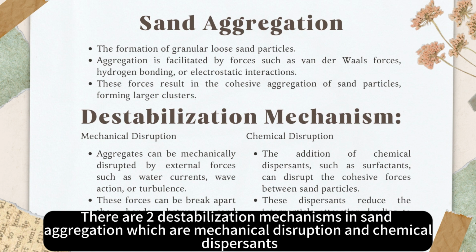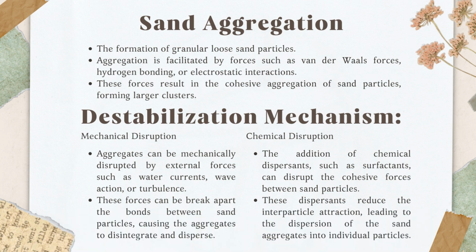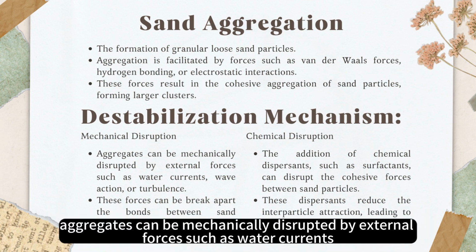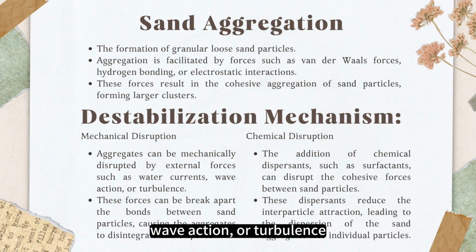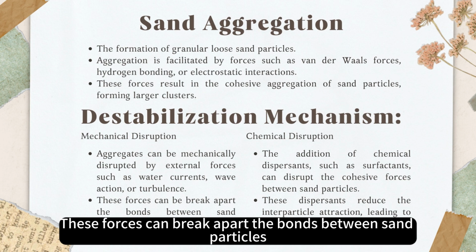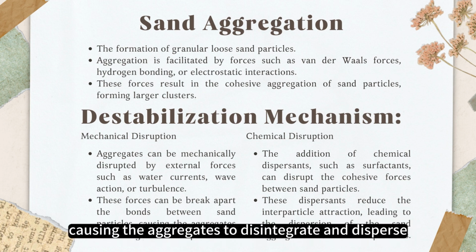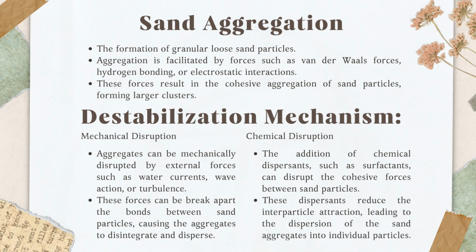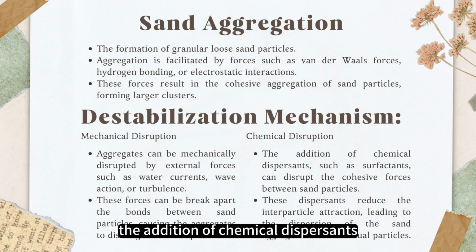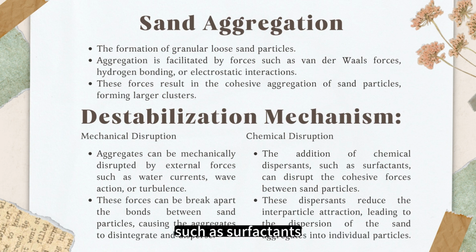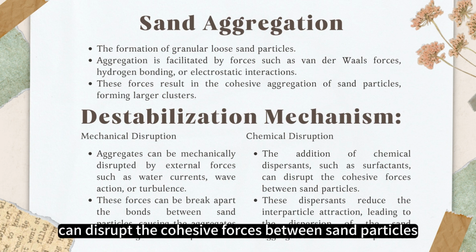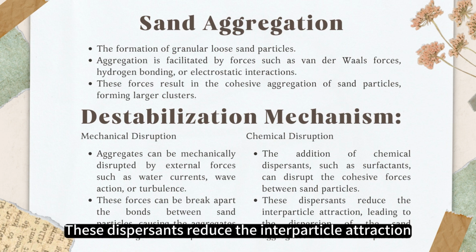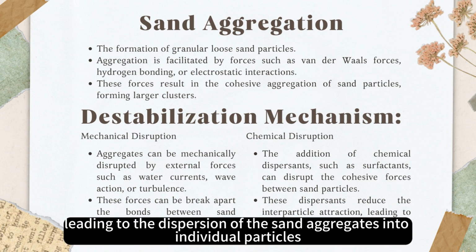There are two destabilization mechanisms in sand aggregation, which are mechanical disruption and chemical dispersants. For mechanical disruption, aggregates can be mechanically disrupted by external forces such as water currents, wave action, or turbulence. These forces can break apart the bonds between sand particles, causing the aggregates to disintegrate and disperse. For chemical dispersants, the addition of chemical dispersants such as surfactants can disrupt the cohesive forces between sand particles. These dispersants reduce the interparticle attraction, leading to the dispersion of the sand aggregates into individual particles.